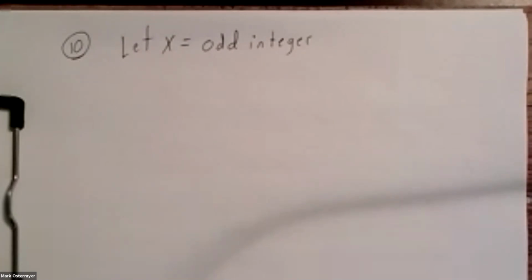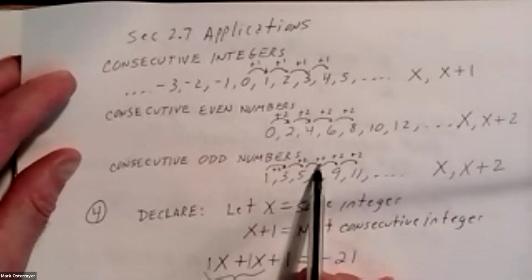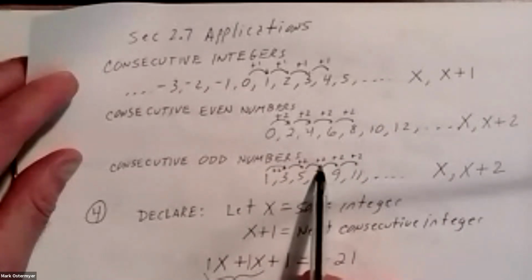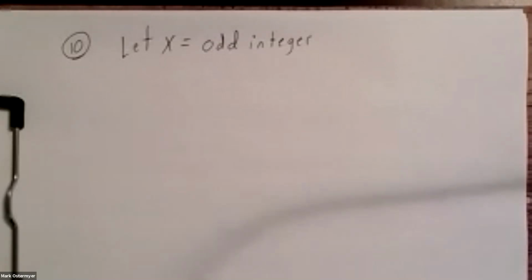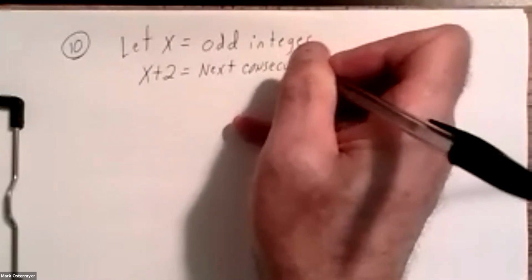So if x is an odd integer, ladies and gentlemen, what would be a variable expression that represents the next consecutive odd integer? How do you go from an odd integer to the next one? You've got to add 2. You notice you've got to add 2. So if x is an odd integer, then the next one has to be x plus 2. This is the next consecutive odd integer from x.